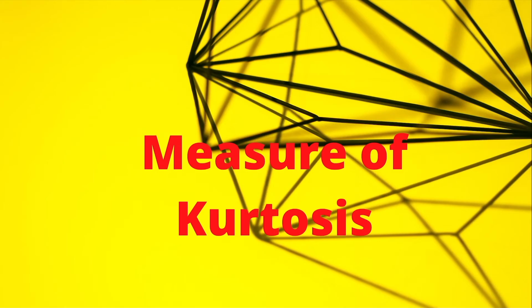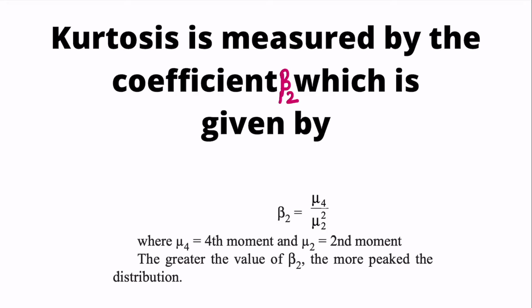Let us understand how we measure the kurtosis. Kurtosis is measured by the coefficient beta 2, and this coefficient beta 2 is given by mu4 upon mu2 square, where mu4 is the fourth moment about the mean and mu2 is the second moment about the mean. So this is fourth and this is second. The greater the value of beta 2, the more peaked the distribution is.